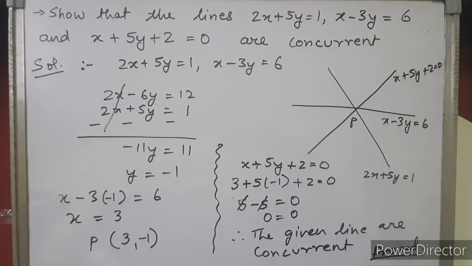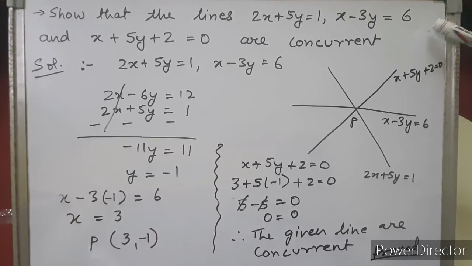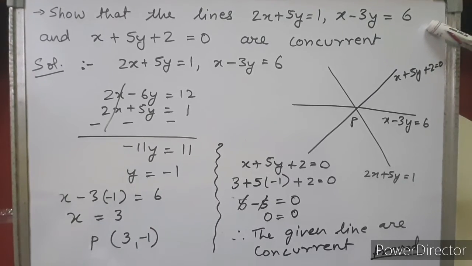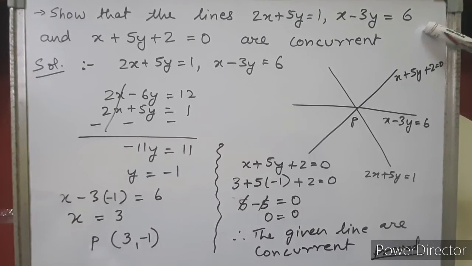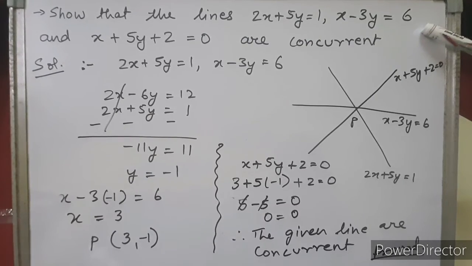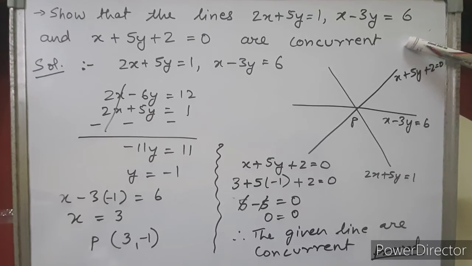Let's see another sum, children. In this sum, it is given: show that the lines 2x plus 5y equals 1, x minus 3y equals 6, and x plus 5y plus 2 equals 0 are concurrent. That means what is concurrent? Let's understand when lines become concurrent.